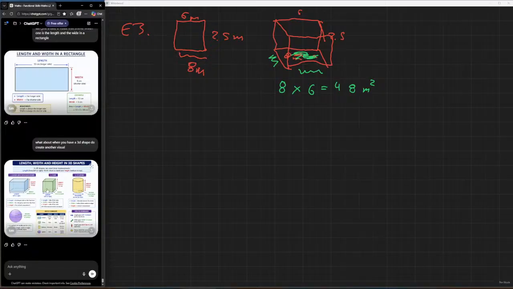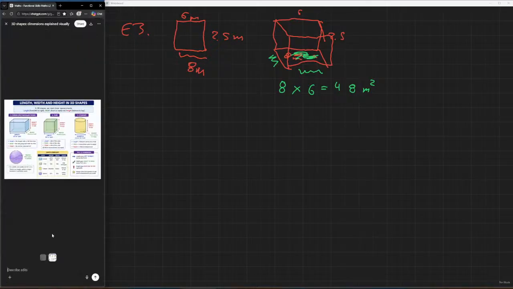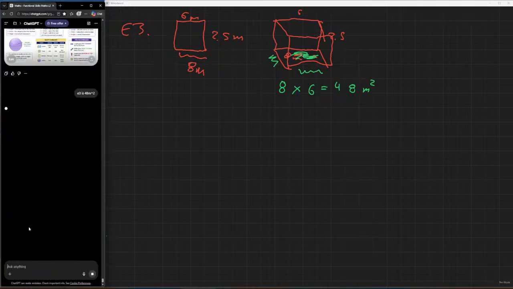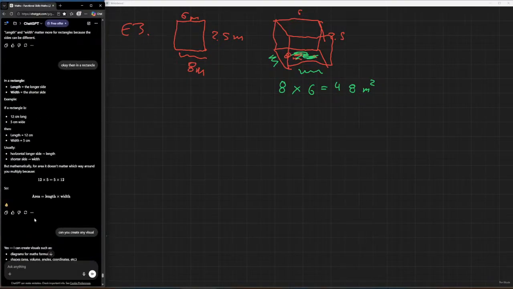So the length, and front to back. Okay, so we are correct. It's all about the understanding, guys. Okay, moving on.